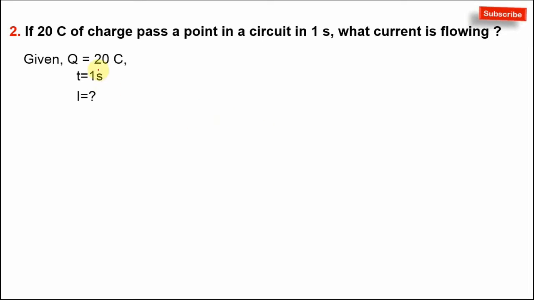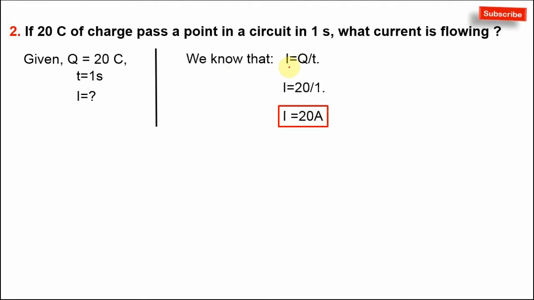So let's see here, the given data is Q is equal to 20 coulomb and T is equal to 1 second, and we have to calculate the value of I, meaning the value of electric current. For finding this value, we can use the formula of electric current, that is I is equal to Q upon T. Now put the given values of Q and T in this formula. So here 20 upon 1, and 20 upon 1 is equal to 20 ampere, and this is the final answer of example number 2.